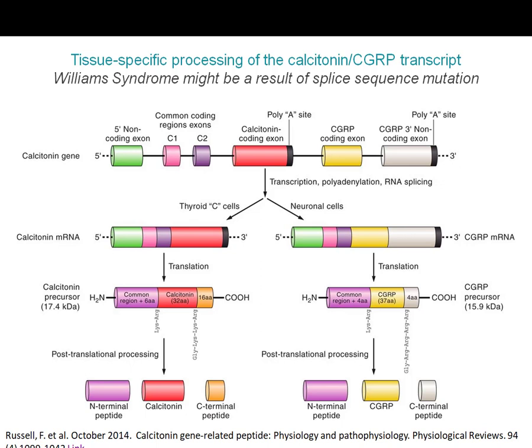So why do they have such high levels of calcium? And the idea might be that they might have a mutation at the splicing site, which results in how calcitonin protein is made, and that can really affect calcium levels in the body.